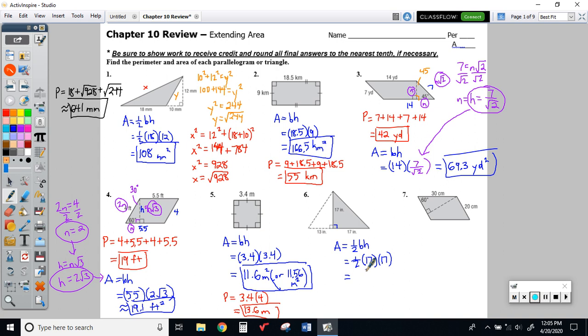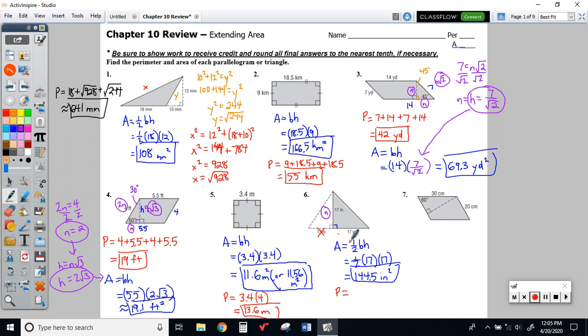So if you square 17, you get 289, and then you divide that by 2, and you get 144.5 inches squared. And then for the perimeter, again, I don't really care about that information. It's just there to kind of throw you off on this one, quite honestly.